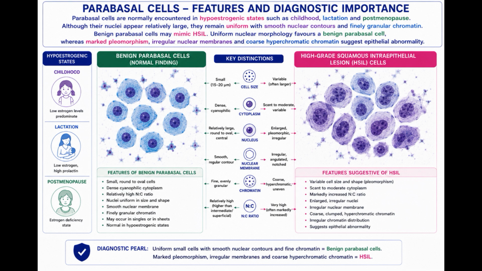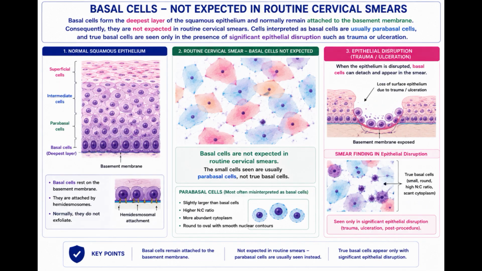This distinction is important because benign parabasal cells may mimic high-grade squamous intraepithelial lesions. Uniform nuclear morphology favors a benign parabasal cell, whereas marked pleomorphism, irregular nuclear membranes, and coarse hyperchromatic chromatin suggest epithelial abnormality. Basal cells form the deepest layer of the squamous epithelium and normally remain attached to the basement membrane.